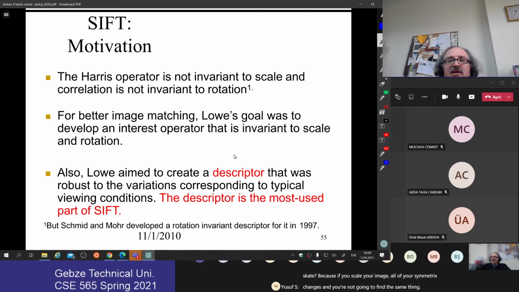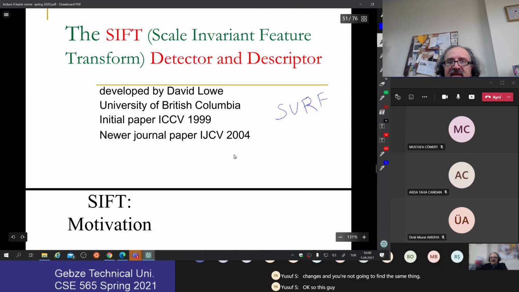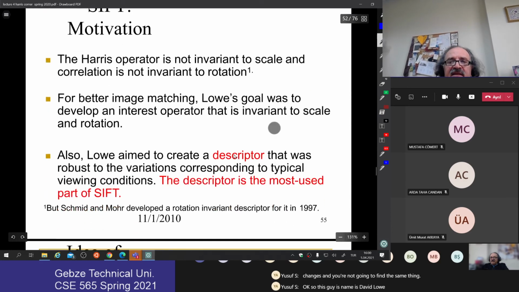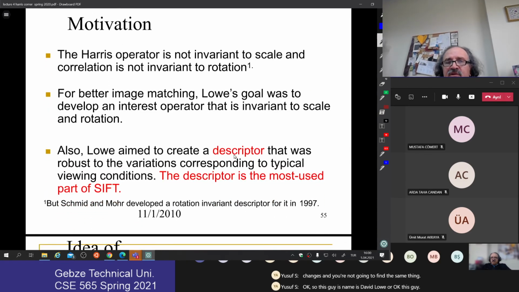Okay, so this guy, his name is David Lowe. He wanted to develop an interest operator, and he wanted it to be scale and rotation invariant. If the scale changes, that's okay, I'm going to find it. If the rotation changes, that's okay, I'm going to match it.